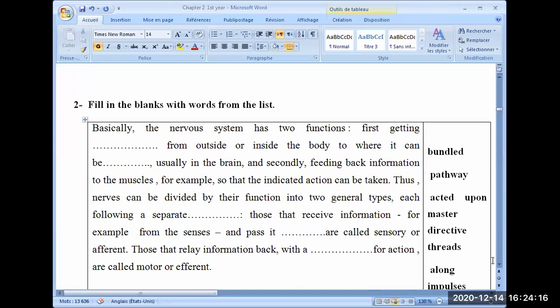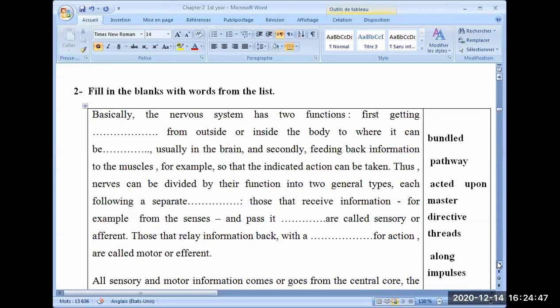Thus, nerves can be divided by their function into two general types, each following a separate pathway. Those that receive information, for example, from the senses and pass it along are called sensory or afferent. Those that relay information back with the directive for action, with an order for action, are called motor or efferent.